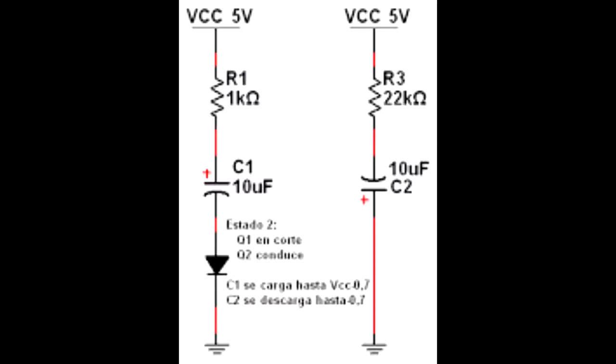C2 is going to slowly discharge through R3. It will only get to minus 0.7 volts because when it arrives there, Q1 will conduct. It will take the positive terminal of C1 to ground and apply to the base of Q2 all the charge of inverted C1, taking it to cut-off and causing state 2 again. Thus, the cycle repeats itself indefinitely.